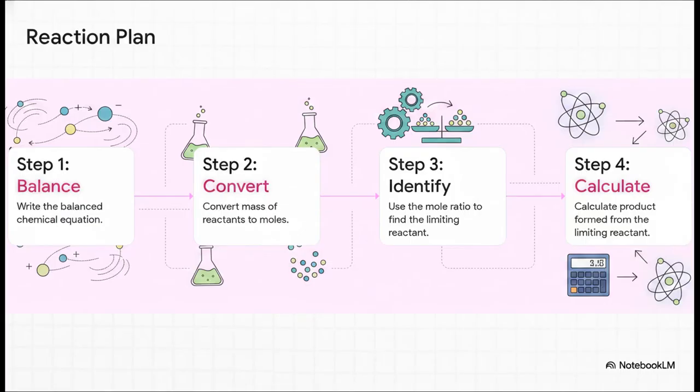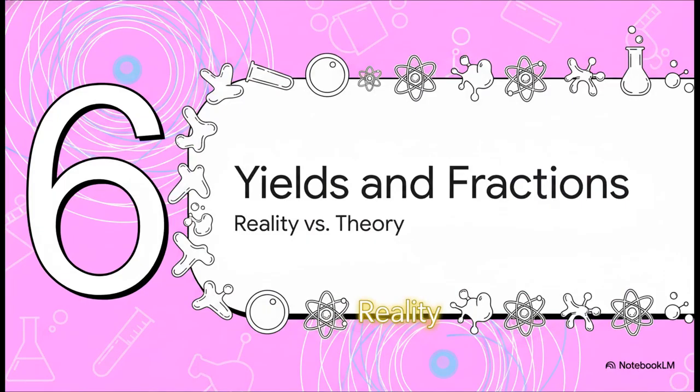And here it is, your 4-step game plan for solving any of these reaction problems. Just follow these steps in this order every single time, and you'll nail it. Balance the equation, convert everything to moles, find which one runs out first, and then use that one to calculate your answer. Simple. We're in the home stretch now.